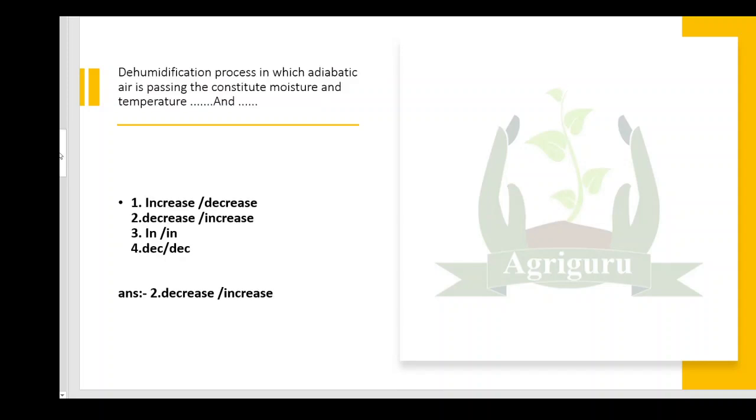Next question is, it is a general question actually. Dehumidification process in which adiabatic air is passing, the constituent moisture and temperature. So adiabatic air jab pass karta hai, to constituent moisture and temperature ka kya hota hai? Dehumidification hota hai. That means the moisture is decreased and the temperature is increased as it is an adiabatic process.